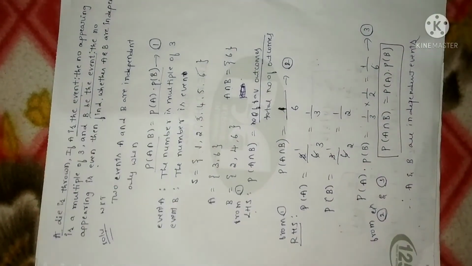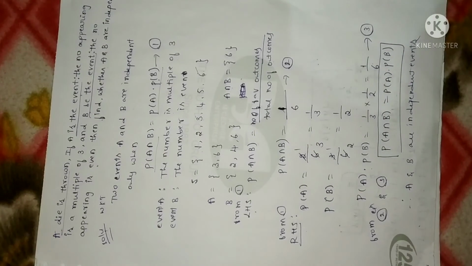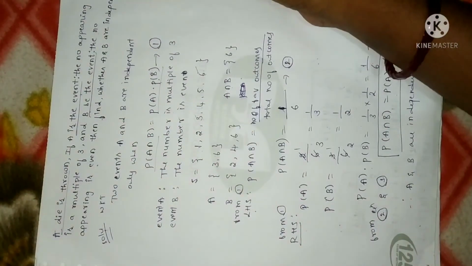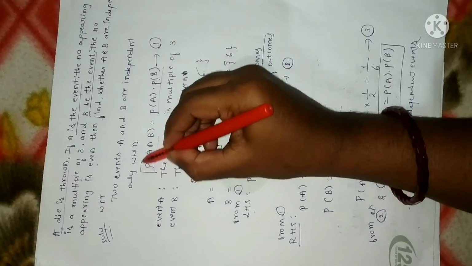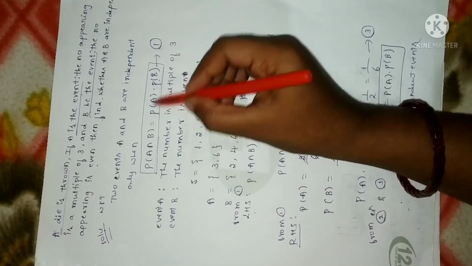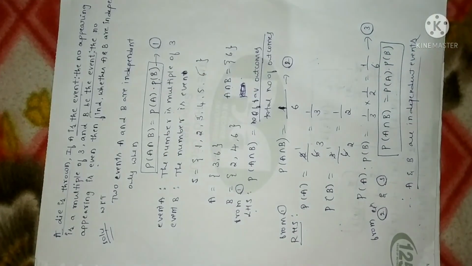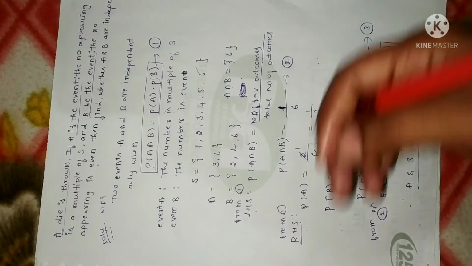Clear? So whenever two events are given and you are asked to prove whether they are independent events or not, we have to verify this condition. If it satisfies this condition, we can say they are independent events. If not, they are not. Now I'll give you the same kind of problem.